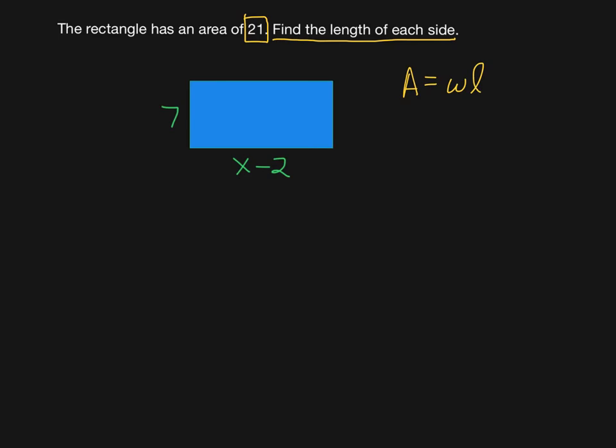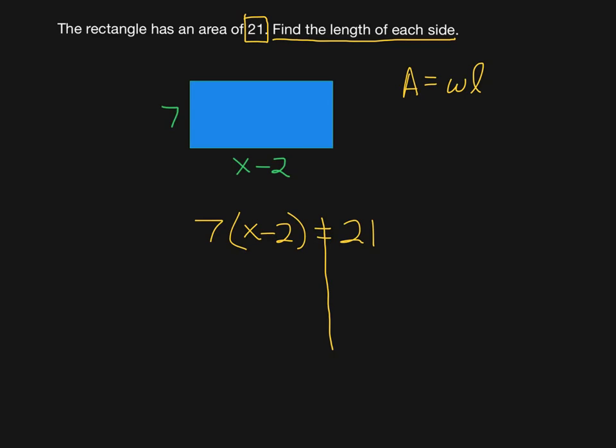So my width is 7 and my length is x minus 2. I'm multiplying these two, and that's going to equal the area of the rectangle, which is 21. Now I can solve this equation. I'm going to draw my line through my equal sign.